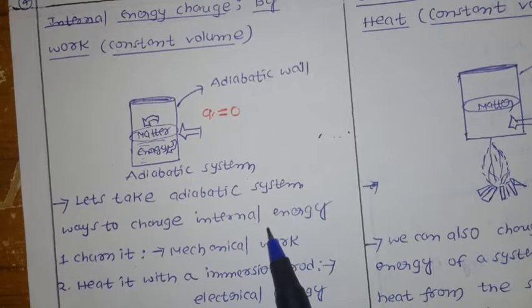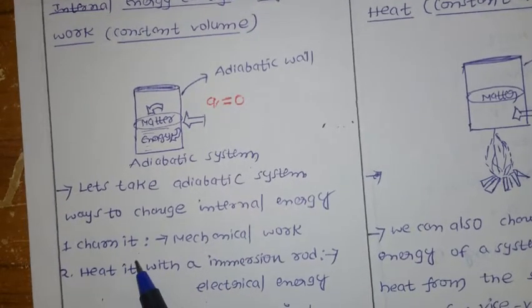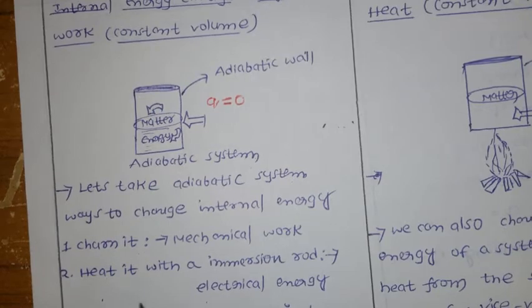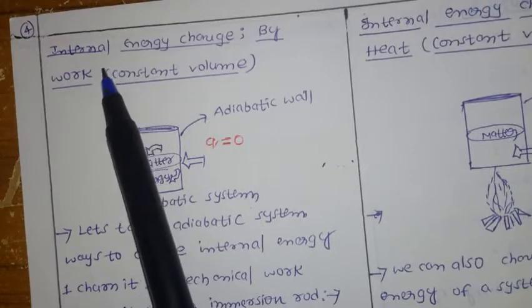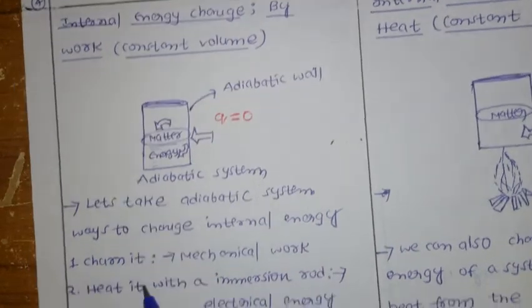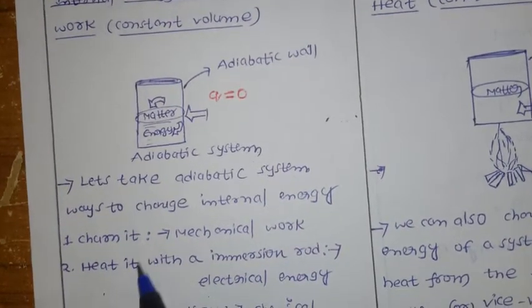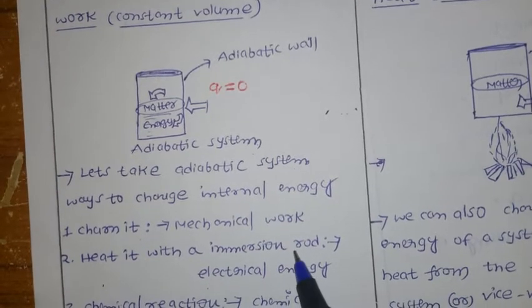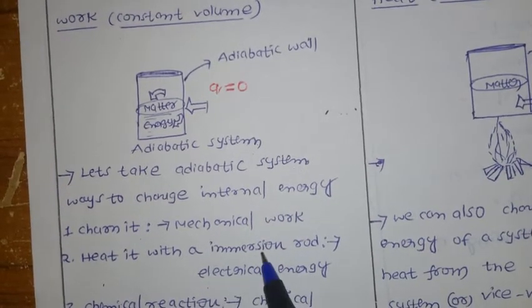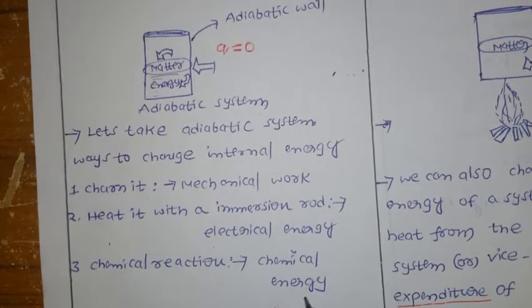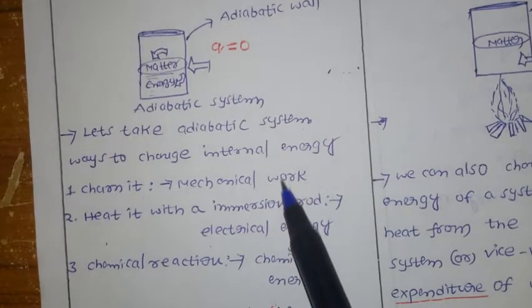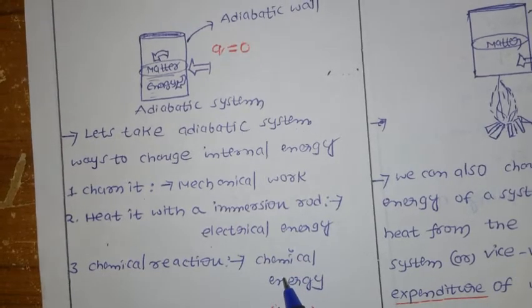Now you are going to change the internal energy by churning it. Churn means, in Telugu, stirring. Churning means you are doing some mechanical work. So here we are changing internal energy by work. Heat it with the immersion rod: if you heat with the immersion rod, you are providing electrical energy. That is also doing some work. Now chemical reaction: chemical energy is produced. So in these three processes you are doing some work, and with this work you are going to change the internal energy.